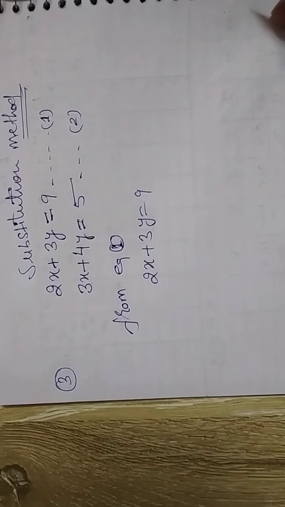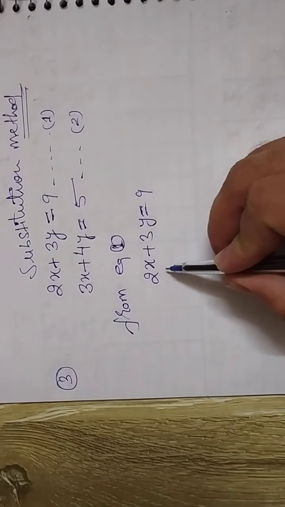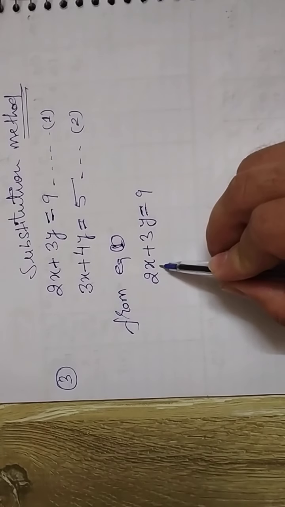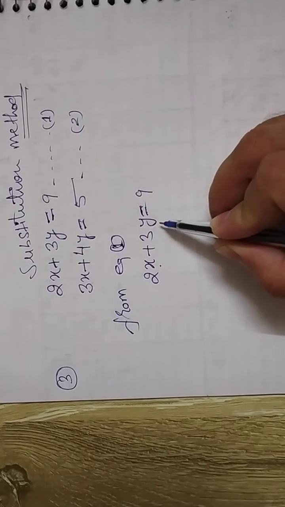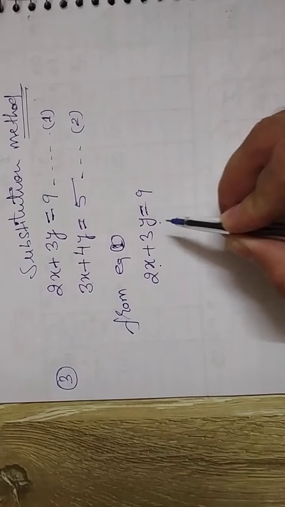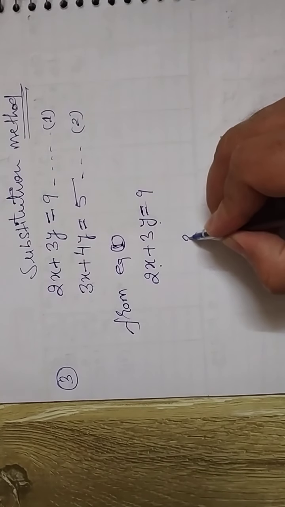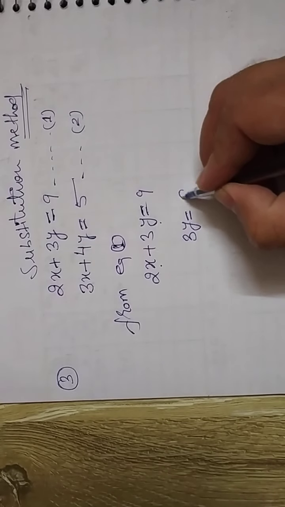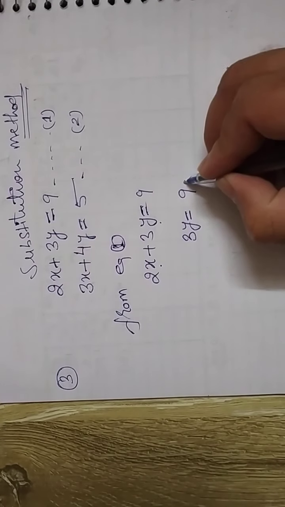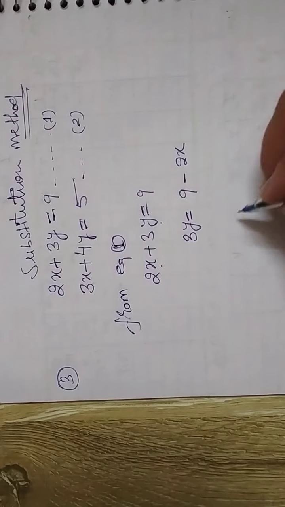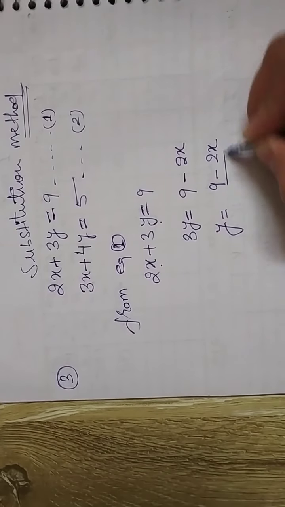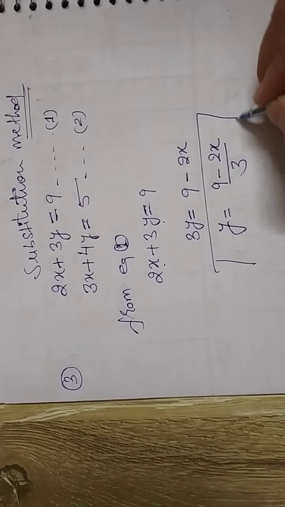Try to understand the equation. You can take the value of any variable. If you want to take the value of x, you can take. If you want to take the value of y, you can take. So I'm taking the value of y only. I'm keeping the term of y on this side, and sending 2x to the right hand side. So I found the value of y in this manner.